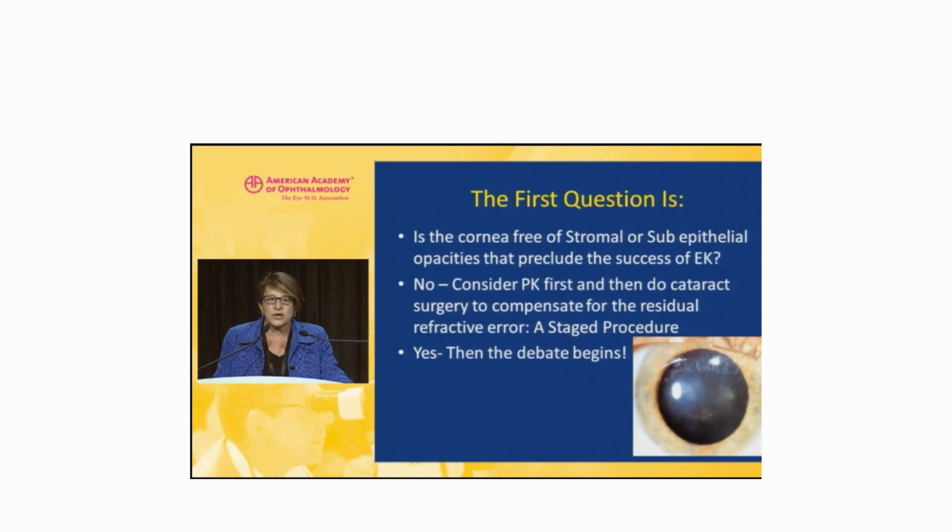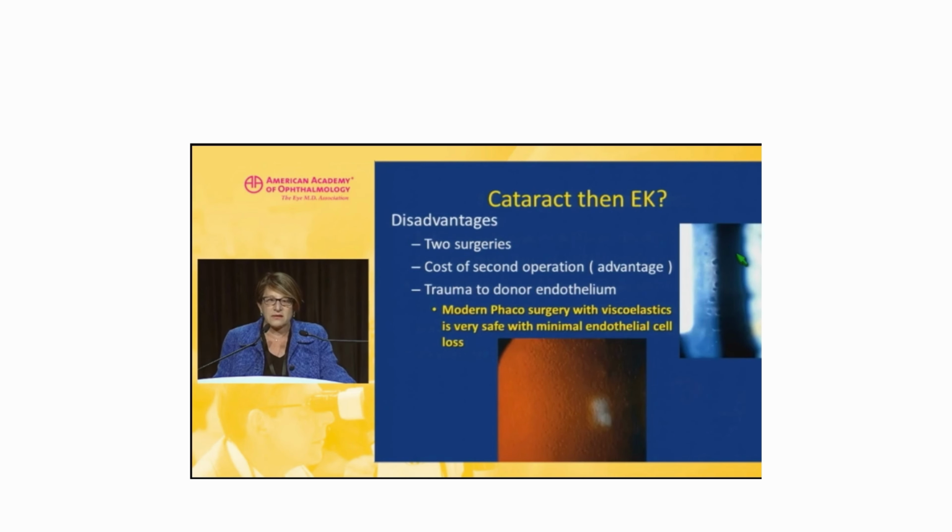If the answer is no, consider a corneal transplant first, then do cataract surgery to compensate for the residual refractive error, or a staged procedure. But if there are no stromal or subepithelial opacities, then the debate begins.